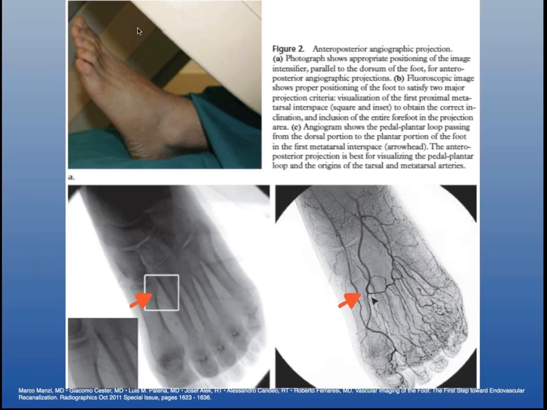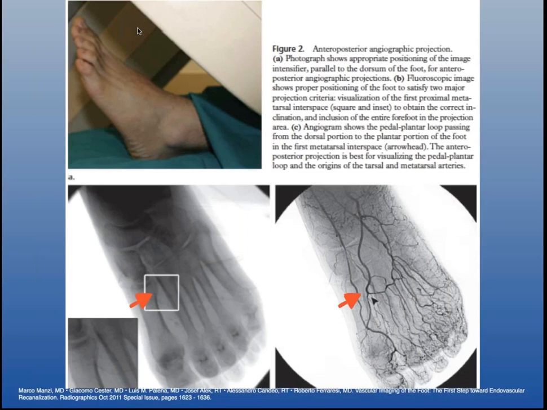For those of us that are IRs and radiologists, in our training, we understand what a good AP foot X-ray looks like. If you look at that top image, this is from Marco Manzi's article in, I think, Radiographics in 2011. This is a really excellent article if you want to understand how to image and understand vascular anatomy in terms of the pedal plantar loop. And you can see the II is basically horizontal to the foot. I have a nice AP X-ray of the foot.